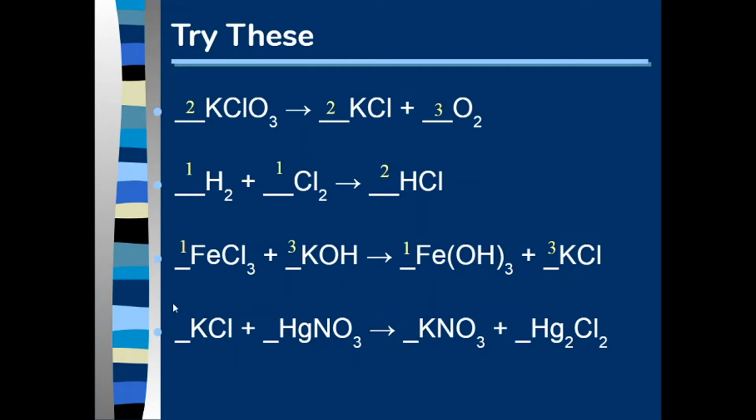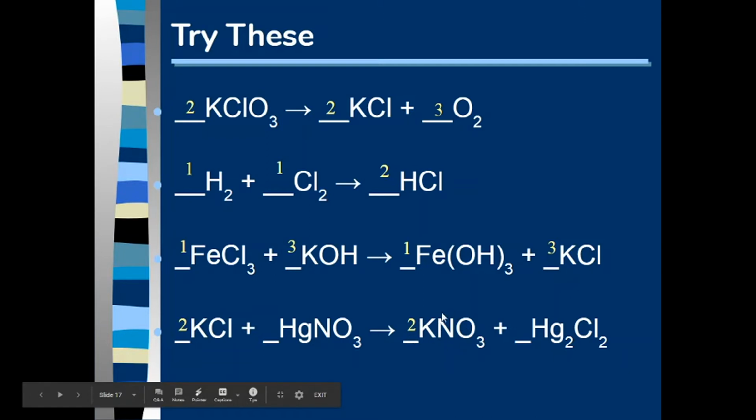Last one. 1 potassium on the left, 1 potassium on the right, 1 chlorine on the left, 2 chlorines on the right. So I'm going to pop a 2 over here in front of my potassium chloride. Now when I did that, yes, it made my chlorines equal, but now it made my potassiums 2. My potassiums were already balanced. So now I'm going to need a 2 out in front over here to make my potassiums balanced.